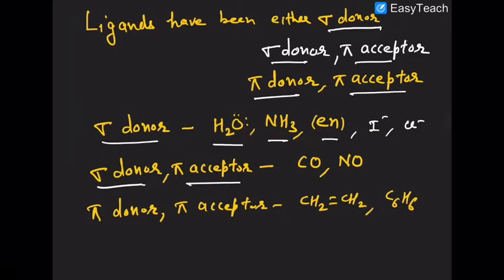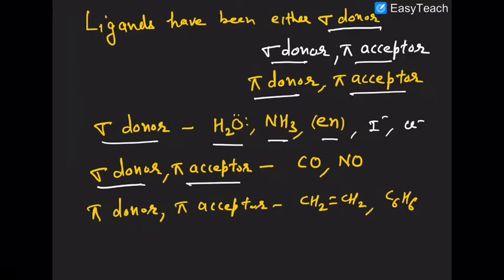Carbon monoxide and nitric oxide have vacant anti-bonding molecular orbitals. They will donate their sigma electron to the central metal atom, and the central metal atom will donate its filled d orbital electrons to the vacant anti-bonding molecular orbital of carbon monoxide and nitric oxide. That's why CO and NO both are popularly known as pi acceptors, because they are able to accept d electrons in their vacant anti-bonding molecular orbitals.